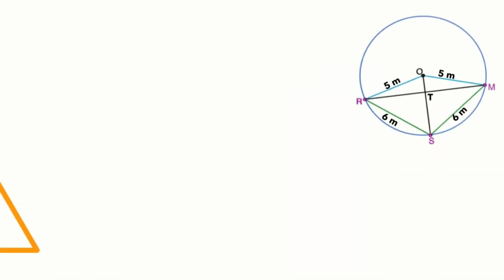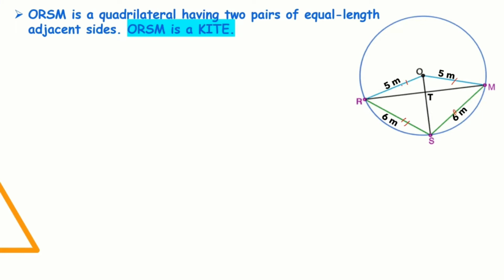Now this is the correct figure and we can observe here that OR is equals to OM and RS is equals to SM. And we know such a quadrilateral in which we are having two pair of equal length adjacent sides. See, RO and OM, they are equal, and RS and SM, they are equal and they are adjacent to each other. The equal sides are adjacent to each other, and this kind of quadrilateral is known as kite. So here in this question, we are going to revise the properties of kite first, and then we are going to use the properties of kite to solve this question. And this is going to be very easy.